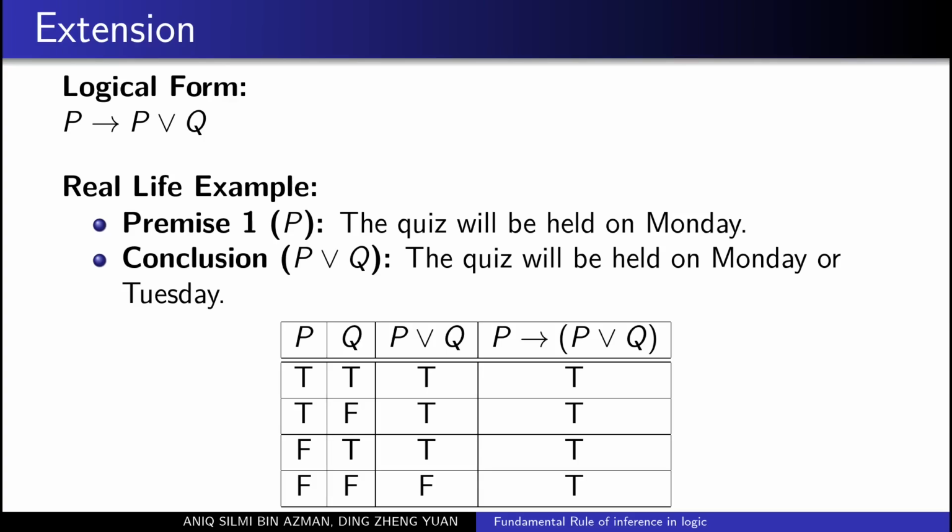Going back to the real life example. Premise 1 is P: the quiz will be held on Monday. We can conclude that the quiz will be held on Monday or Thursday. This shows how extension can extend the possibilities.